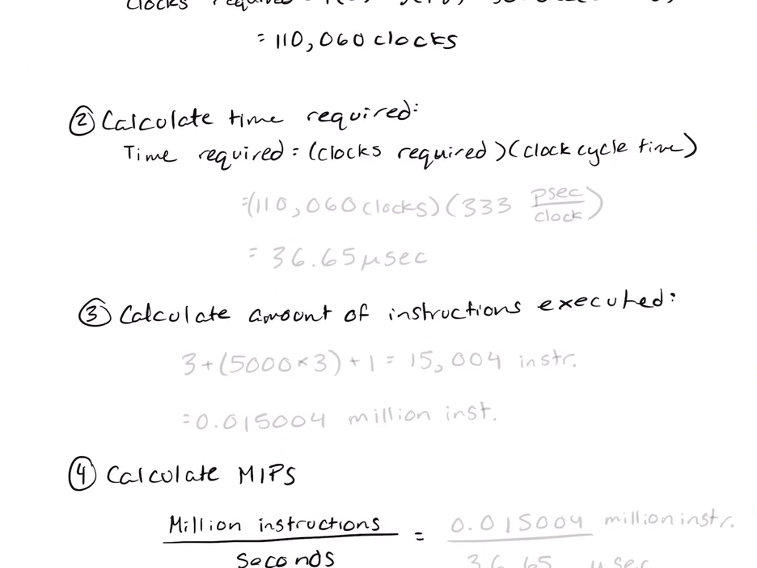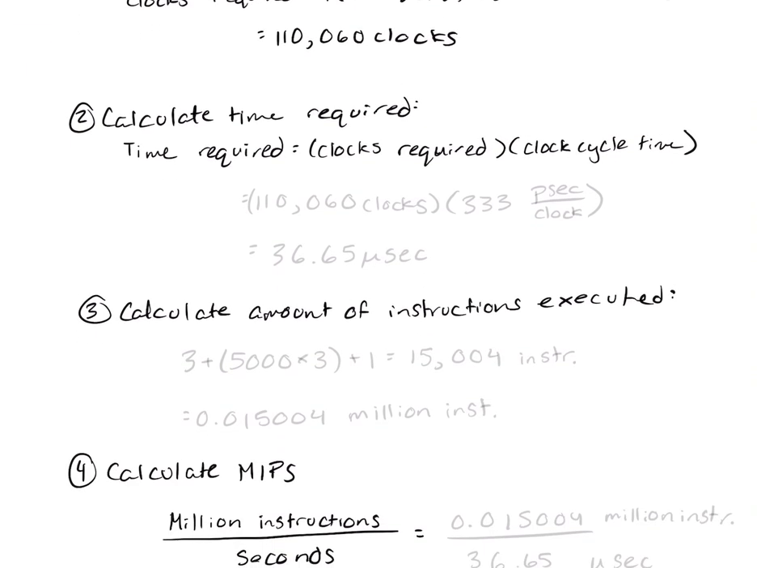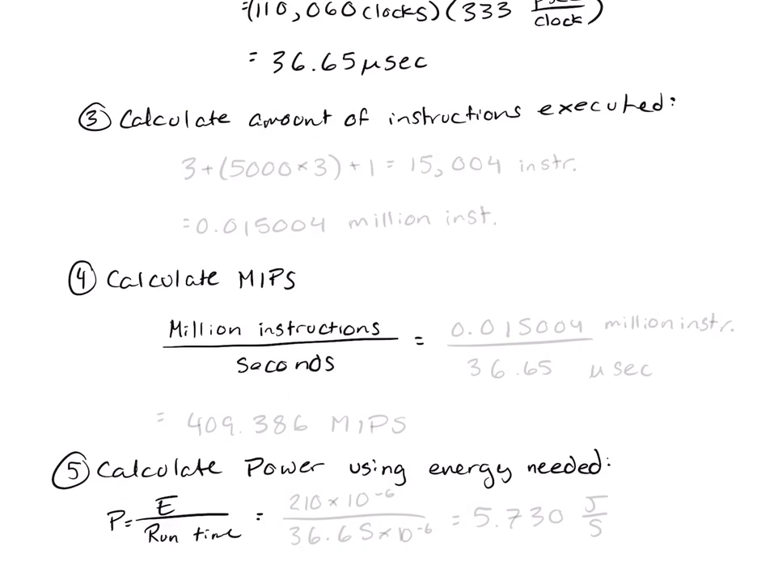Next, we need to calculate the time required to execute the program, and this is equal to the clocks required for the program times the clock cycle time. So this is equal to 110,060 clocks, like we calculated earlier, times 333 picoseconds per clock, which was given in the problem. This is equal to 36.65 microseconds.